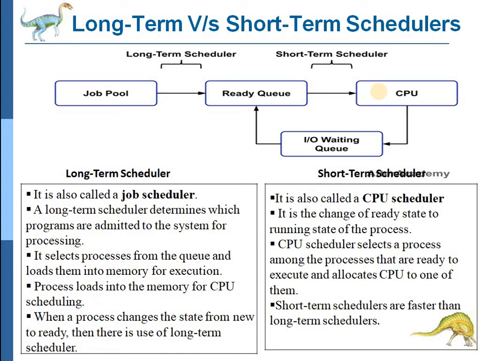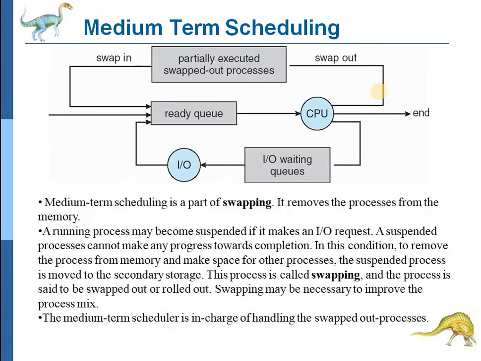In some operating systems, the long-term scheduler is not present or is minimal, for example in Windows and Unix operating systems. But in some operating systems, that is time-sharing systems, an additional scheduling level is added, the medium-term scheduler. Its main purpose is to remove processes from main memory and reload them afterwards when required, as shown in this figure.